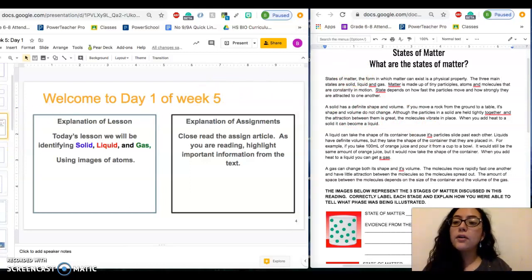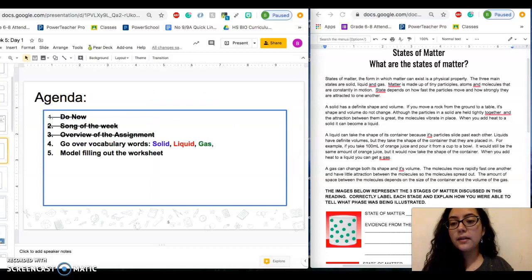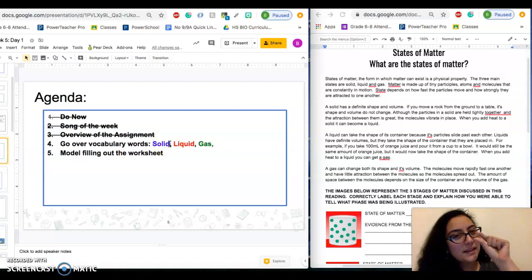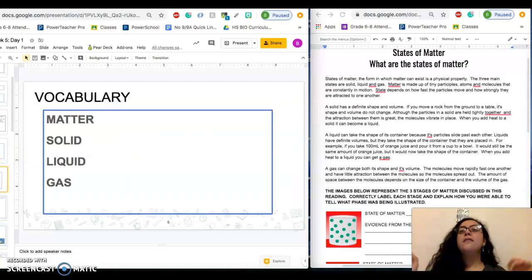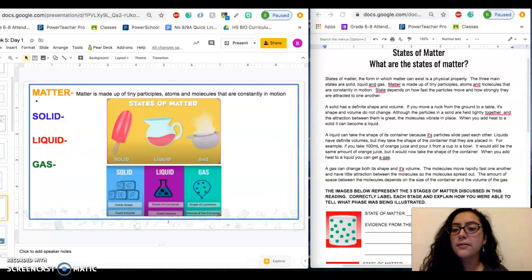So let's start with the vocabulary. What is matter? What is a solid, liquid, and gas? Because if you don't know what that is, then doing the worksheet is going to be a little bit difficult. So let's get started with vocabulary. Vocabulary: matter, solid, liquid, or gas.